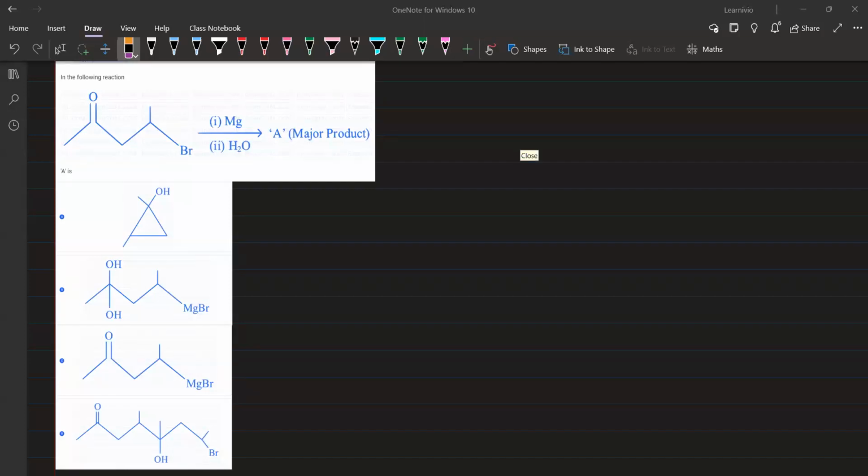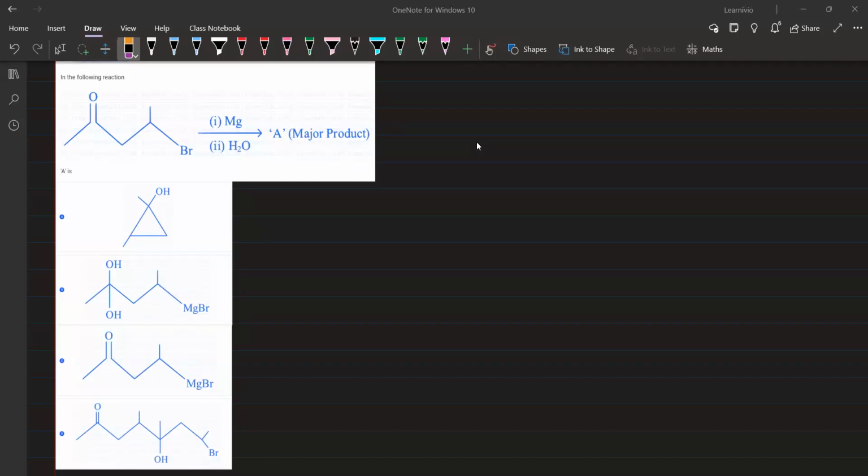Okay, did you try anything? The best thing in this case is that the options are going to give you a bit of hints. For example, the first option, if you see, this is a triangle, right? So here you are having cyclopropane, and cyclopropane is not a particularly stable molecule.